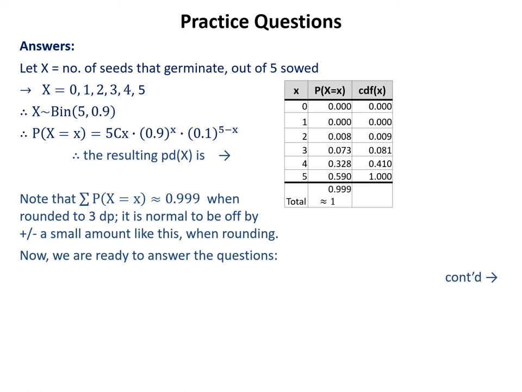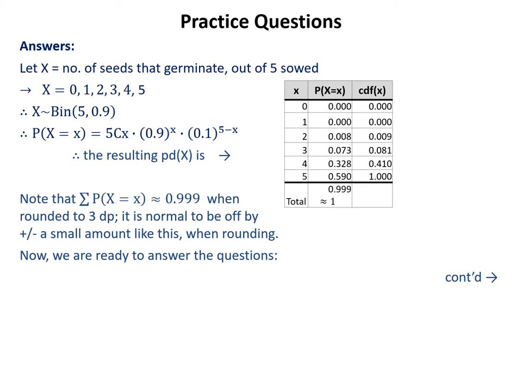The way this problem has been defined, we have a fixed number of trials and we have a constant probability of success each time of 0.9. So we can say therefore that X is distributed binomially with n equals 5 and p equals 0.9. So therefore the probability distribution function for X equals 5 choose x times 0.9 to the power x times 0.1 to the power of 5 minus x, which gives us the resulting PDF that we see on the slide. So we can see that we have all the values of X from 0 to 5, and the probabilities are calculated for each of those.